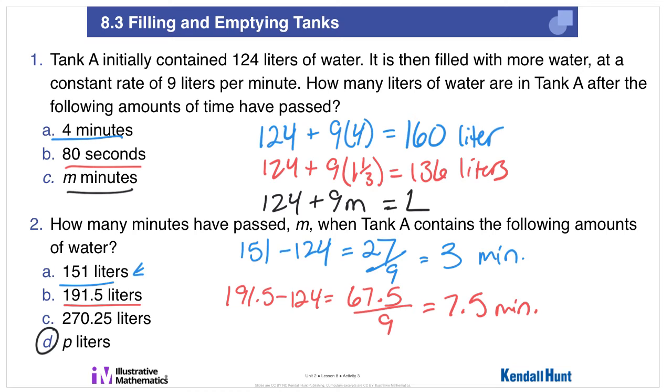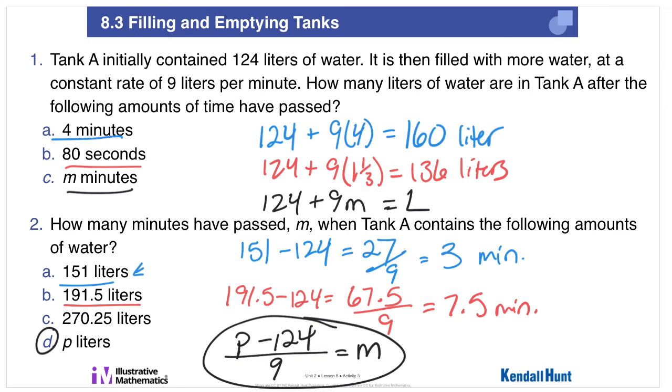I'm going to skip down to D now, and what I've noticed with my pattern is I'm taking however many liters I have, I'm subtracting 124 so I can see how many liters I've filled up, and then I'm dividing that by 9, and that's giving me how many minutes I've used. Now, what's happening here is that this equation is really the same thing as this one, just rearranged to give me minutes instead of liters.